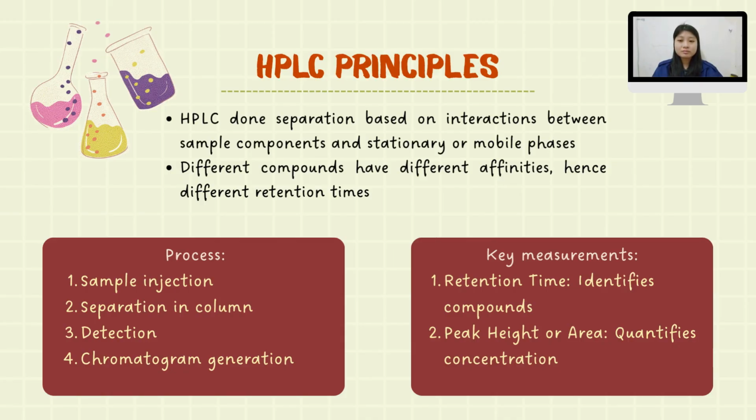HPLC separates compounds based on their interaction with stationary and mobile phase. Different compounds have different affinities, giving different retention time. The process involves sample injection, column separation, detection, and chromatogram generation. Retention time identifies compound, while peak area quantifies concentration.